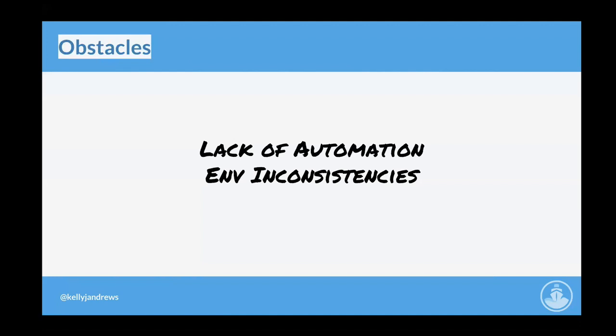Environmental inconsistencies, like I mentioned earlier: having a dev machine that's different from production, or a staging server that's not quite like production. All these environmental inconsistencies can be really problematic and make your entire build pipeline fail because you have one setting somewhere that's slightly different, so it works here but not in production.